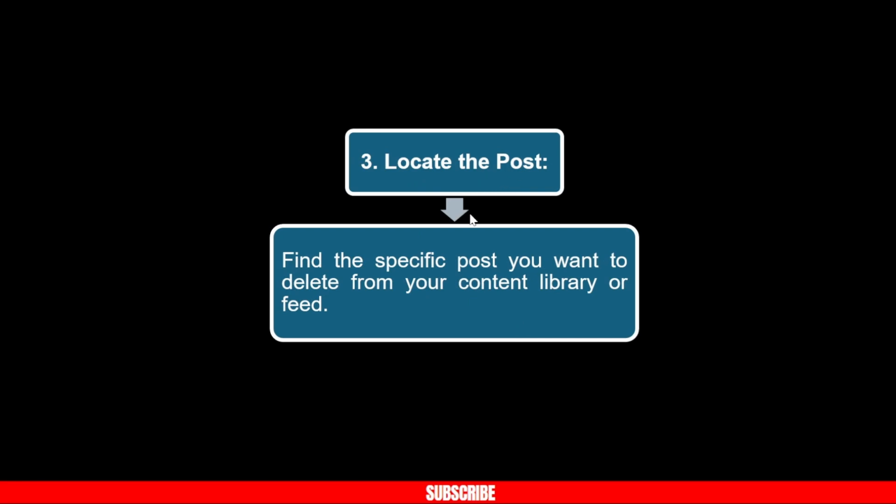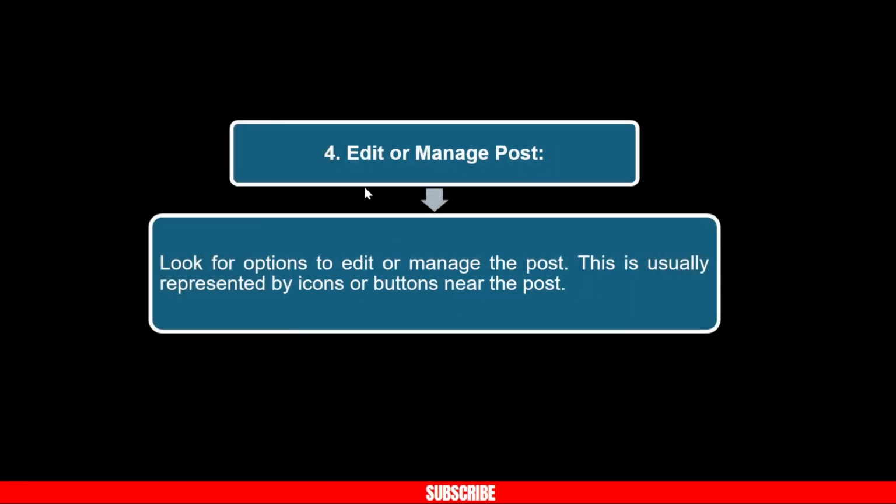Next step is to locate the post. Find the specific post you want to delete from your content library or feed. After that, edit or manage post. Look for the options to edit or manage the post. This is usually represented by the icons or buttons near the post.